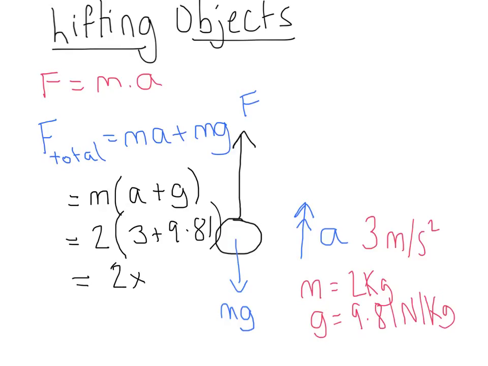2 times 12.81, which is going to be 25.6. Actually, no, that's ridiculous. Why would I give 3 significant figures when the information in the question only had 1? So we're going to round that up to 26 newtons. So that 26 newtons includes the resultant force needed to cause that acceleration, and also to counteract the weight force of it.